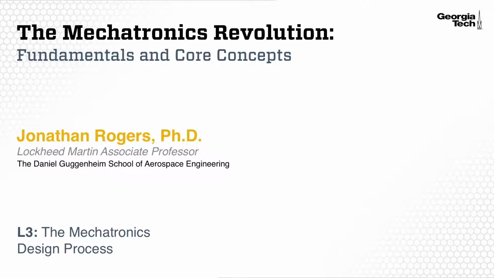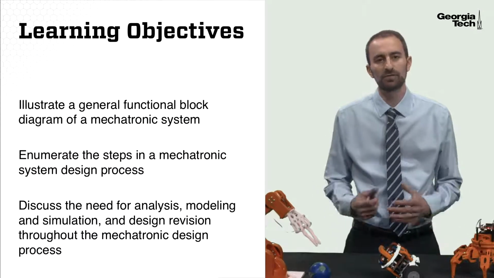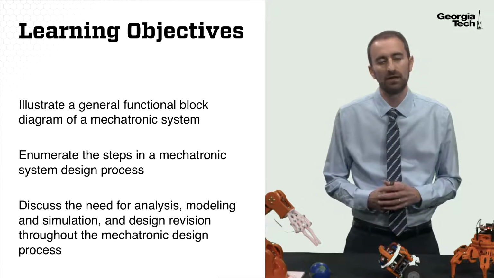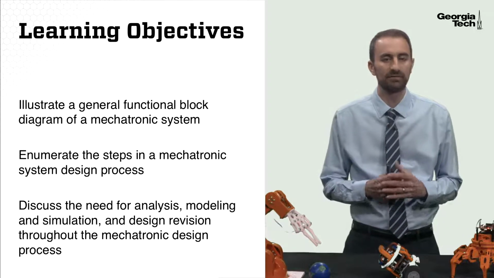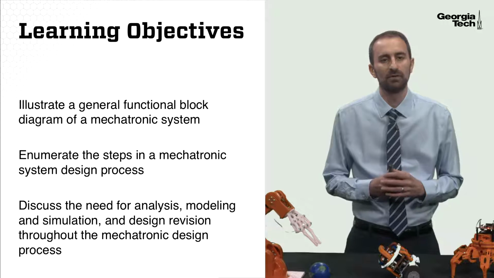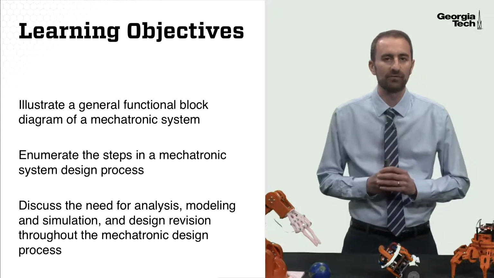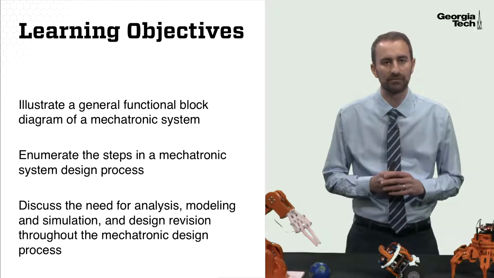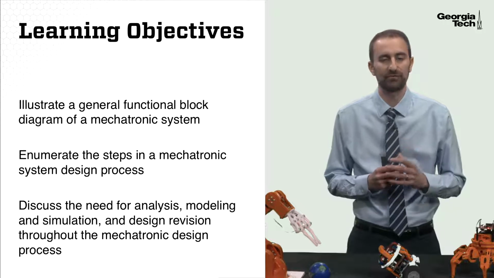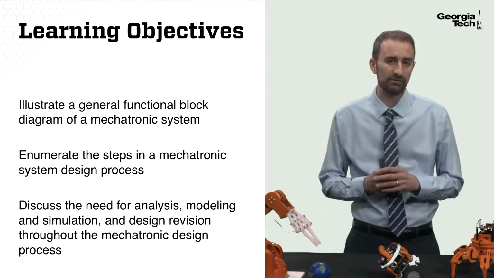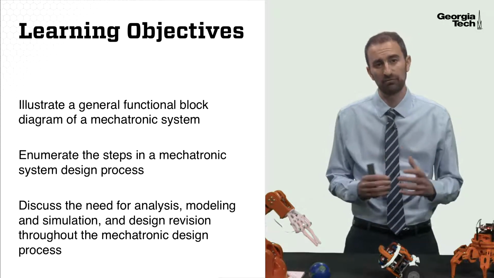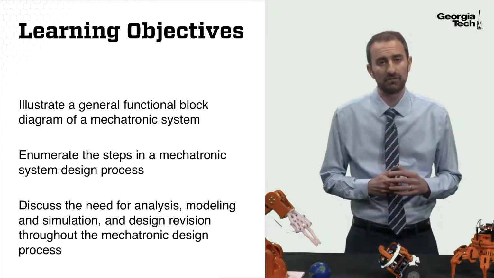Welcome to the Mechatronics Revolution, Fundamentals and Core Concepts. In this lesson, we'll explore the mechatronics design process. The learning objectives of this lesson are to illustrate a functional block diagram of a typical mechatronic system. We'll enumerate the steps in the mechatronic system design process, and then we'll discuss and emphasize the need for analysis, modeling and simulation, and revision in the mechatronic design process.